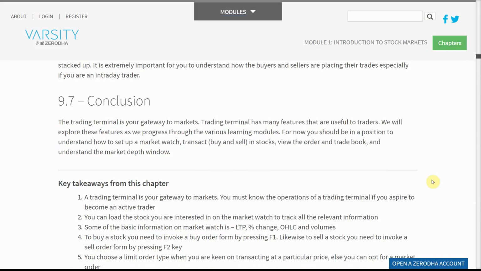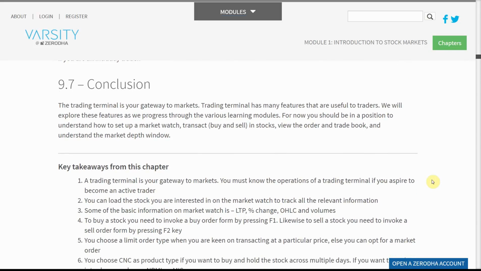9.7 Conclusion. The trading terminal is your gateway to markets. Trading terminal has many features that are useful to traders. We will explore these features as we progress through the various learning modules. For now, you should be in a position to understand how to set up a market watch, transact, buy and sell in stocks, view the order and trade book, and understand the market depth window.